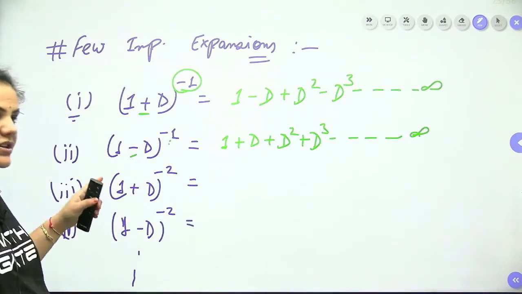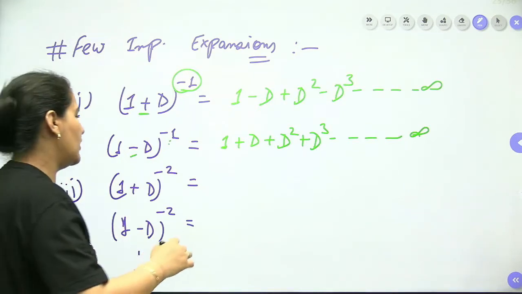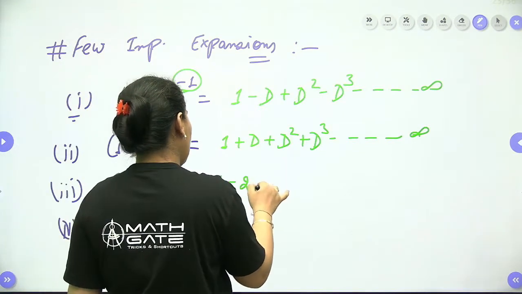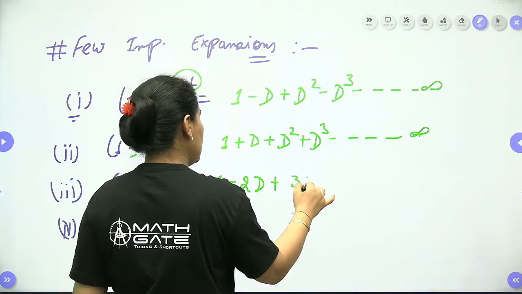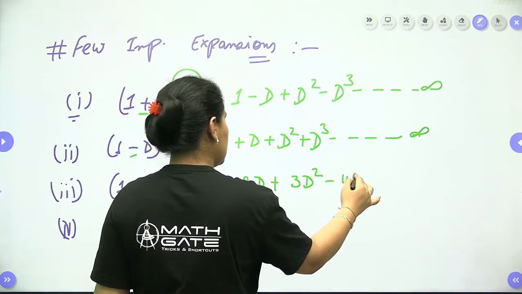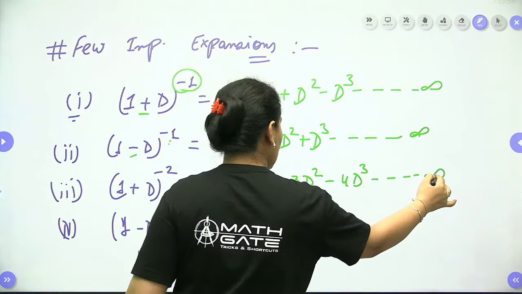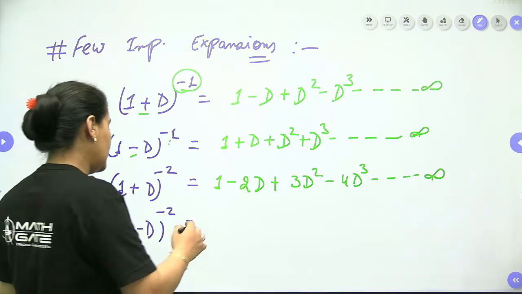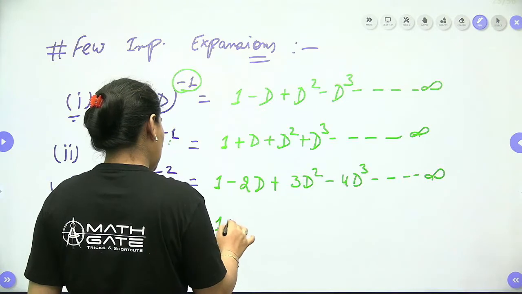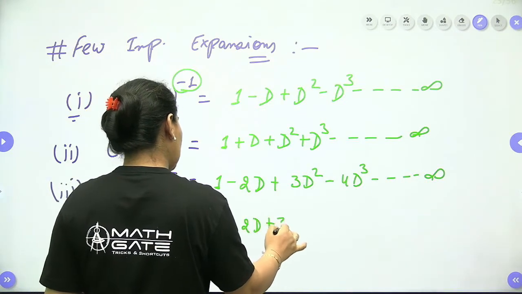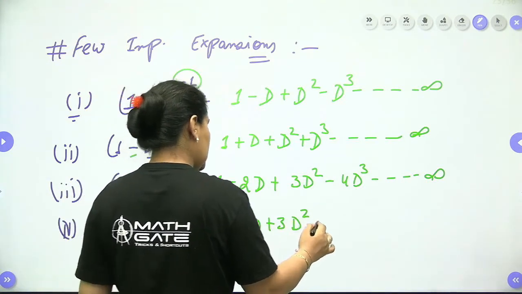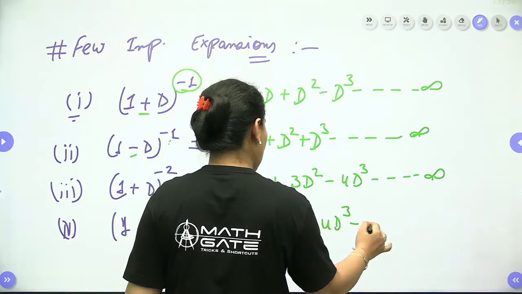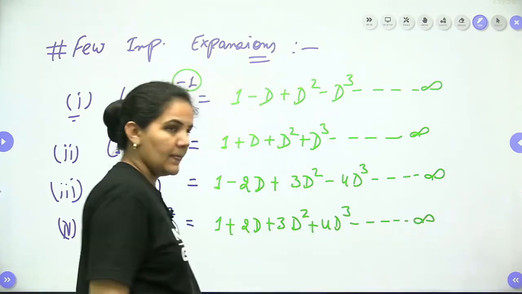When we have (1 plus D) to the power minus 2, again the sign will be alternate, but it will become 1 minus 2D plus 3D square minus 4D cube, and so on up to the infinite terms. You can write down 1 minus 2D plus 3D square minus 4D cube, and so on. When we have (1 minus D) power minus 2, it will be 1 plus 2D plus 3D square plus 4D cube, and so on, all the terms will be plus only. It will be infinite. Clear?